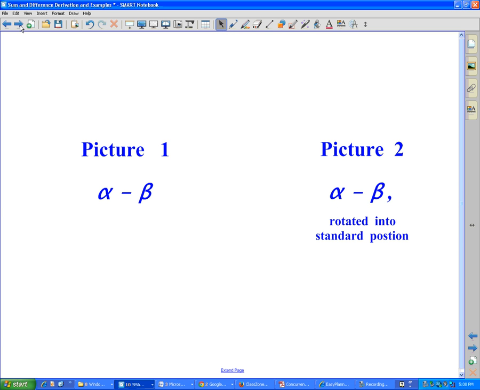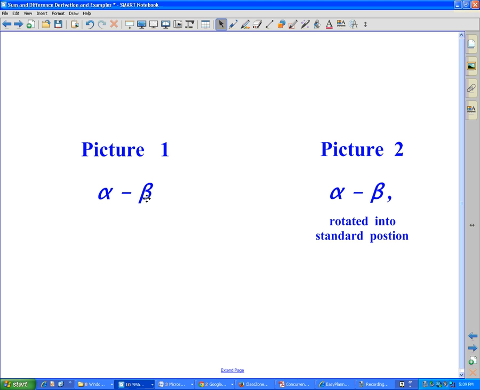The first picture is going to be a picture of a rotation, but it's going to be a rotation unlike other rotations that we've done before. Usually we just do a rotation and that's it. And the amount of rotation is from the positive x-axis, the standard position, to the terminal side. Well, this is going to be a little different. We're going to do two rotations. We're going to do an alpha rotation and a beta rotation. The alpha rotation will be greater than the beta rotation, and we are going to then subtract the rotation.